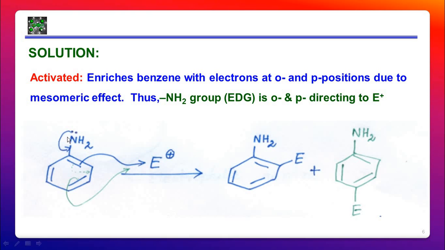In aniline, we have an amino group. The nitrogen lone pair is delocalized, showing mesomeric effect. It can attack from the ortho position, giving the ortho substituted product, or the delocalization can take place in this way to produce the para substituted product. Amino group is an electron donating group, so when present on any aromatic system, it is ortho-para directing to any electrophile.